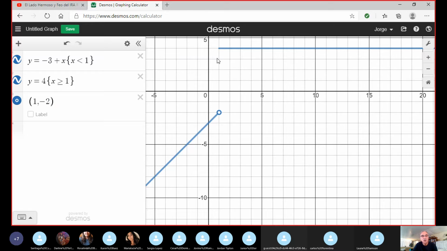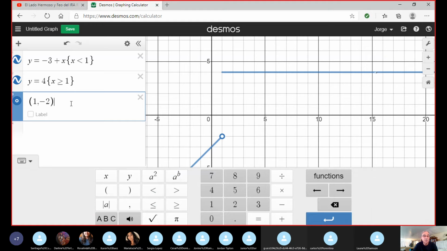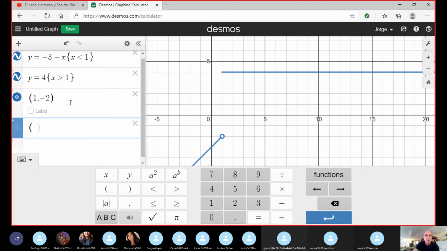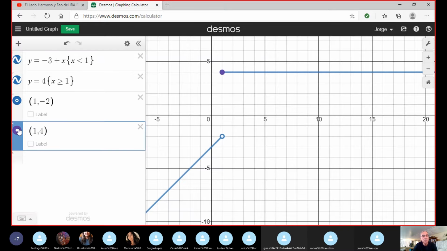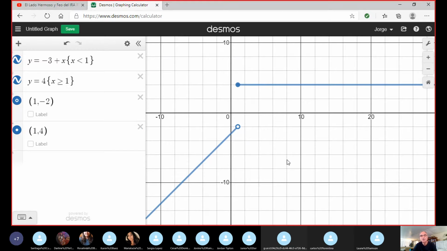And the second point is (1, 4). Of course, I need to put in another line because it's totally different. It's (1, 4), and (1, 4) is closed. Again, blue. In this case, I change the color. Blue. Final answer. This is the answer I want, and it is a perfect coincidence with what I tried to do by hand on the paper.